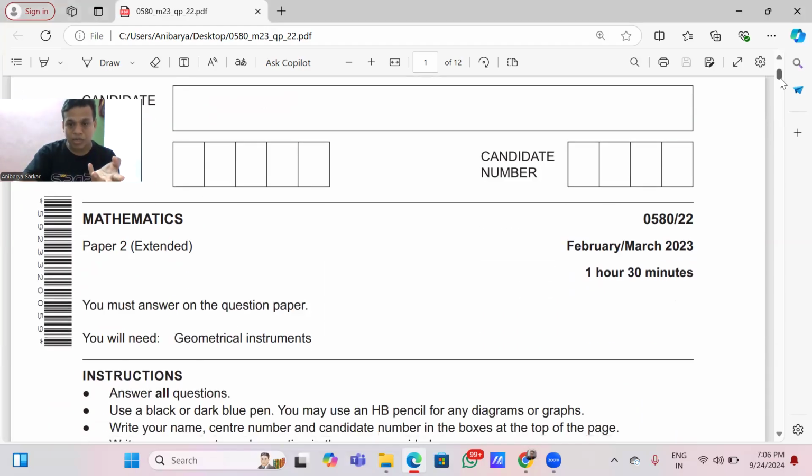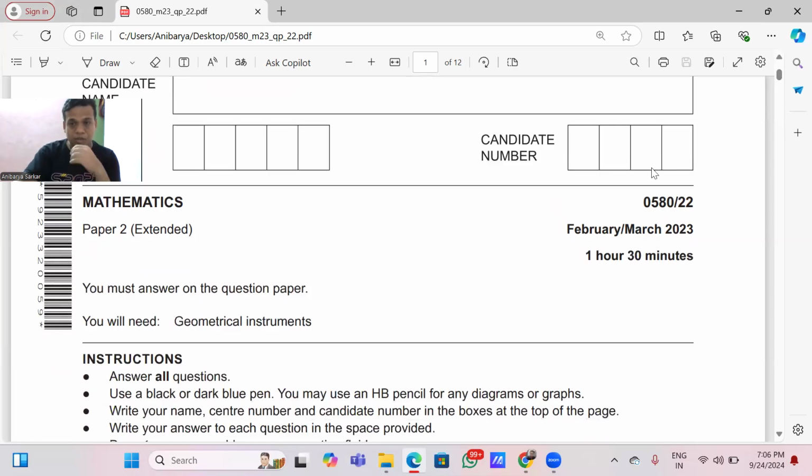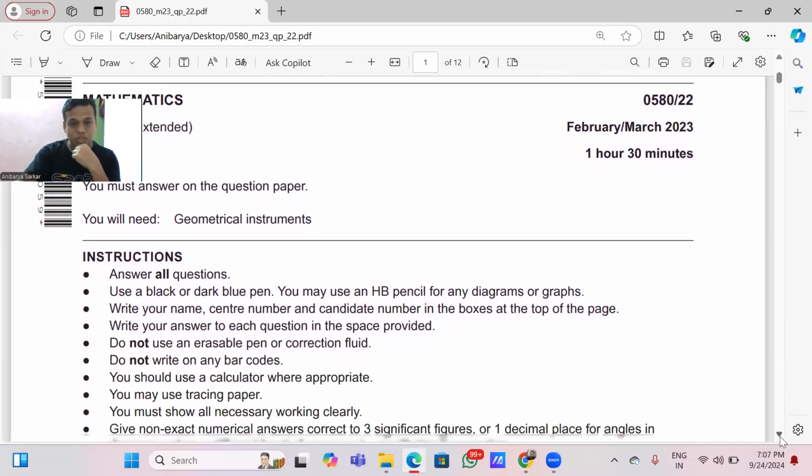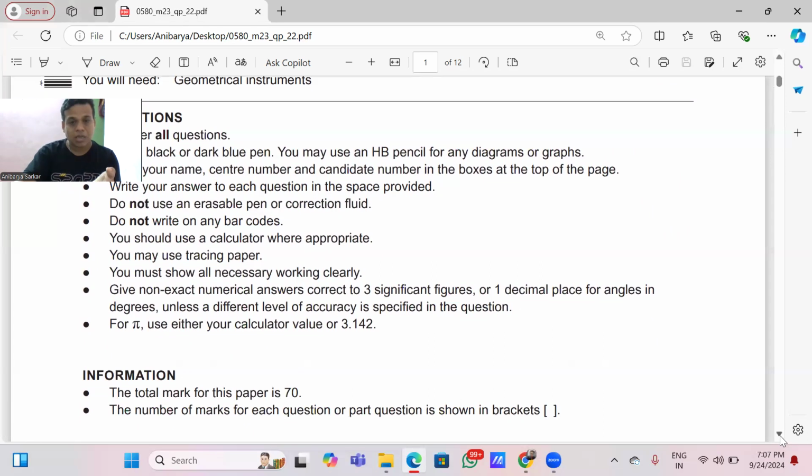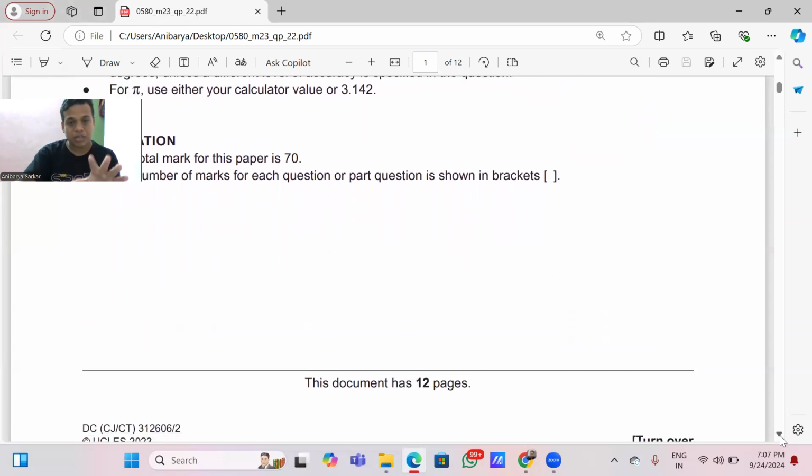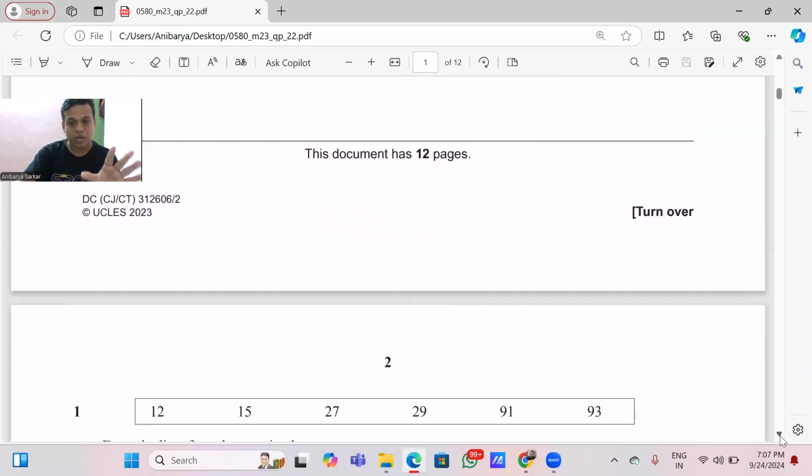So I'm solving the question. This question is 0580 February session 2023. The time is 1 hour 30 minutes. It is an extended paper. So I will go to solve the first question, and there are some instructions there. You can read these instructions.